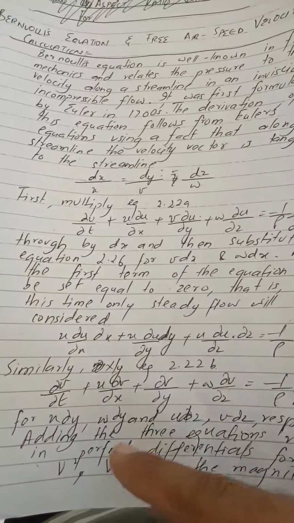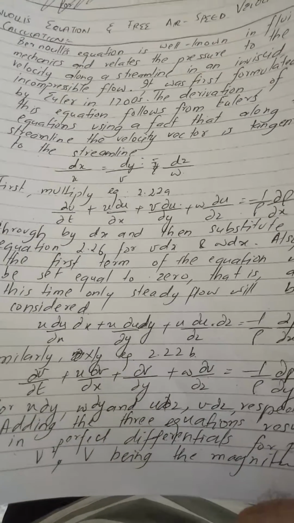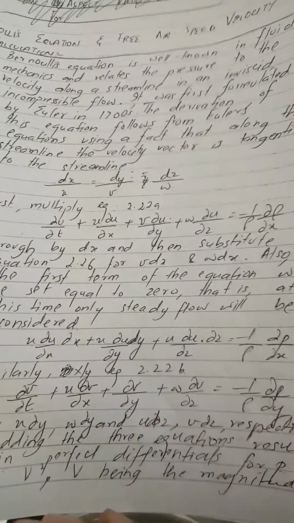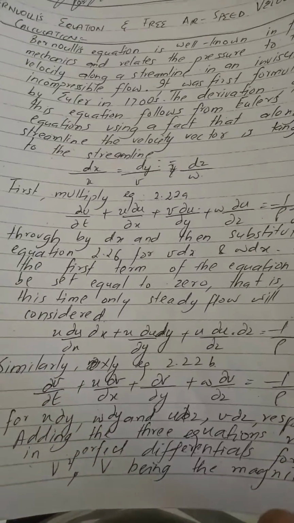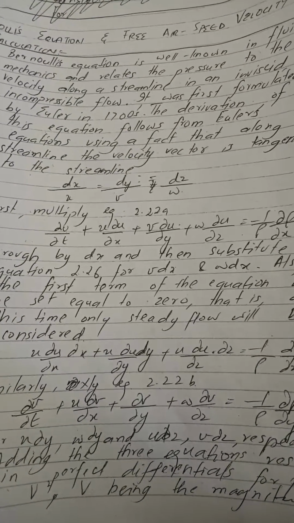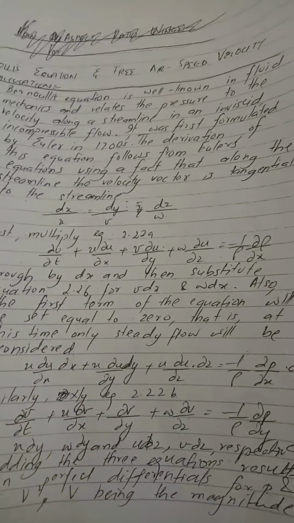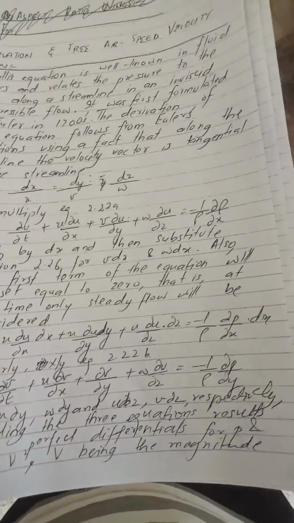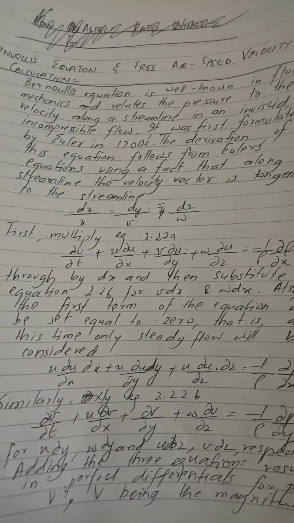Similarly, we're going to apply the same concept with respect to v and y, and w and z. So we have to take the same approach, just dropping out the time factor, or actually taking it as 0, because at this time only steady flow will be considered. You need to consider steady flow at all points for the fluid flowing through a given time.